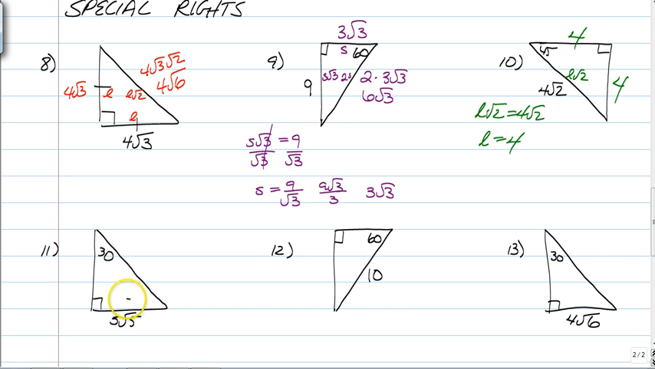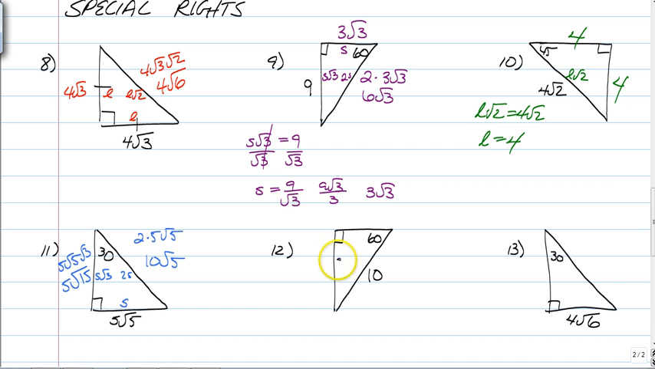30, 60, 90 again. That's our short side. This is our short root 3. This is our 2 short. So the short side all by itself is 5 root 5. So 2 times 5 root 5 is 10 root 5. And the short side root 3 is 5 root 5 root 3, which we'll just say is 5 root 15. That cannot be simplified, so you are done.